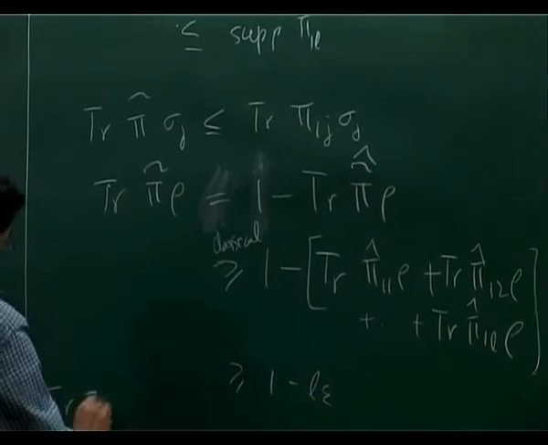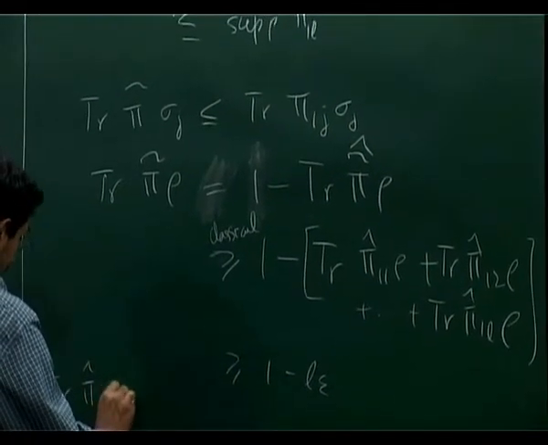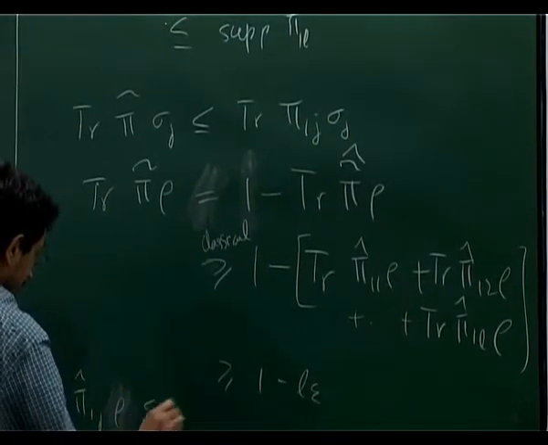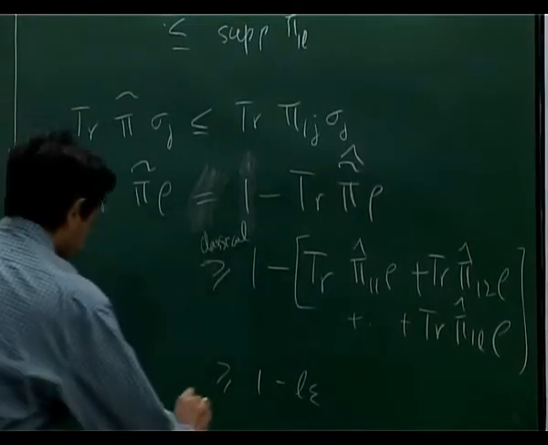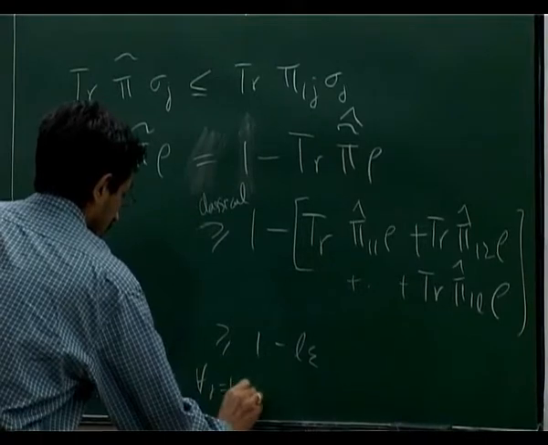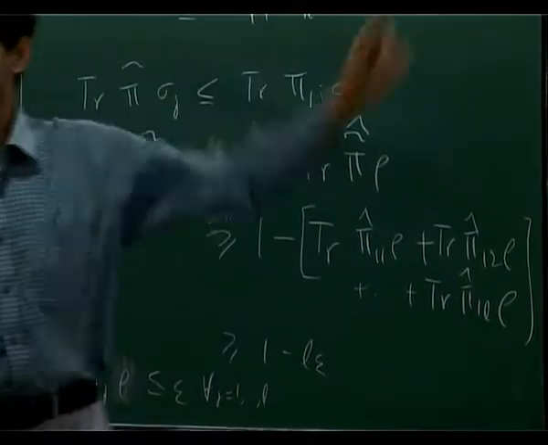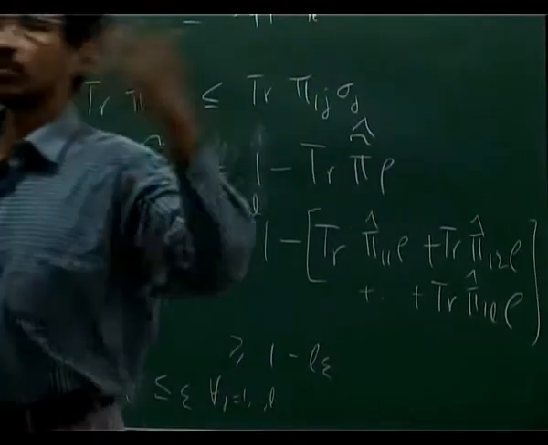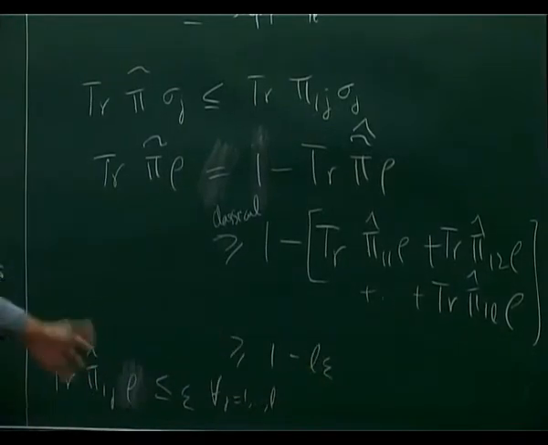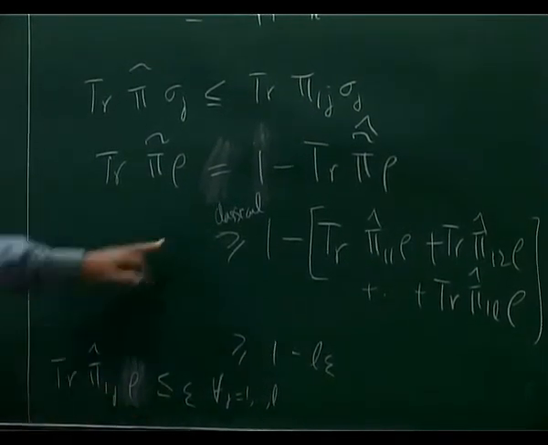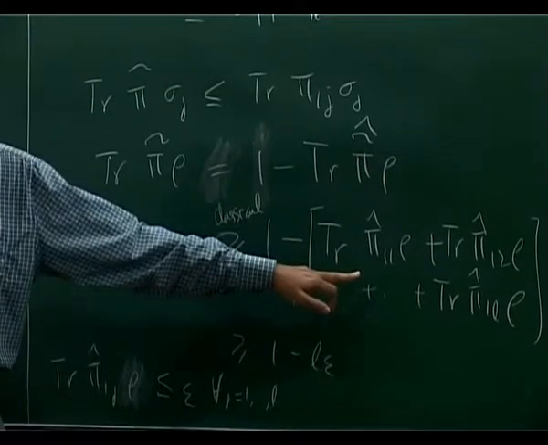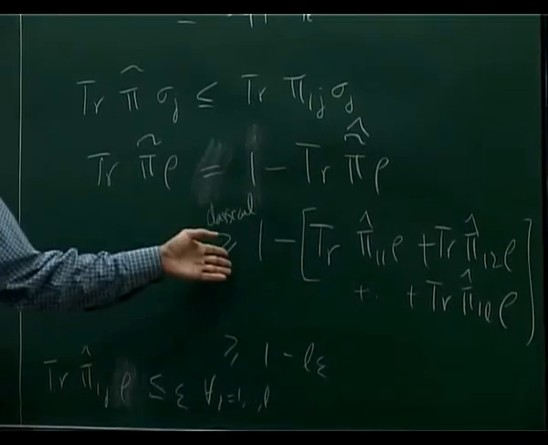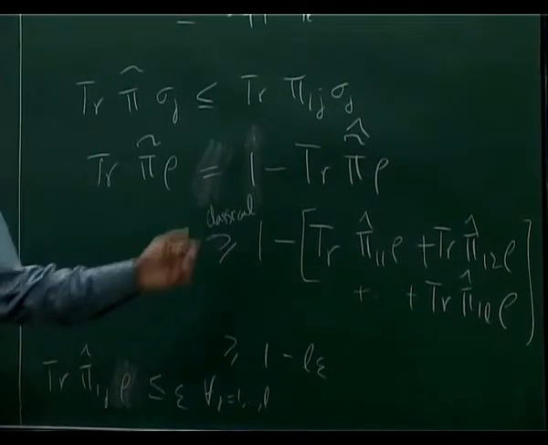Why is that? I know that trace of pi hat 1j rho is less than epsilon for all j equal to 1 to L. This comes from the setup of the lemma. So pi 1j does very well on rho, which means pi hat 1j does very badly on rho. That's all I'm saying. So this also holds true quantumly. The only thing that goes for a toss is this one, and this is the span versus union problem. If only we could do something about this, then we'd be done, right? Okay, so here is what we'll do.